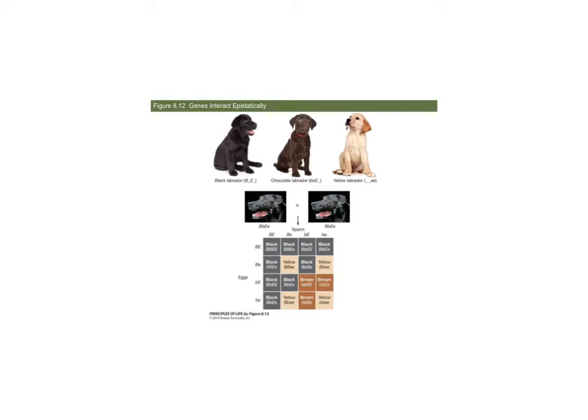Okay, but if a lab inherits a dominant allele for the E, the expression of pigment, that's when the capital or lowercase b comes into play.